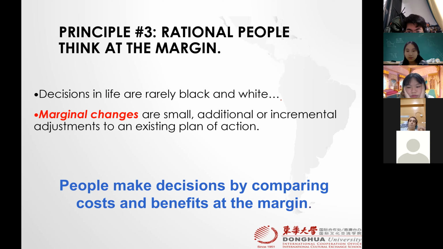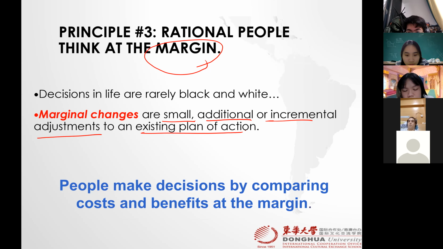So you now understand who is rational, right? Now, what do we mean by marginal? Marginal means a small, additional, or incremental adjustment to an existing plan of action. I have this iPhone, right? What if I want to buy another iPhone? That is marginal.